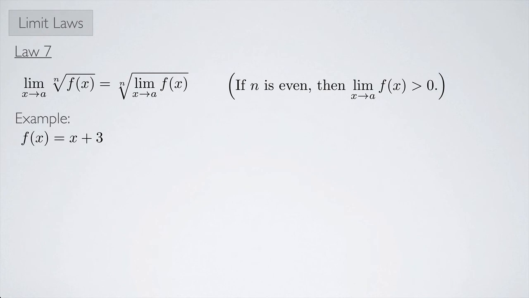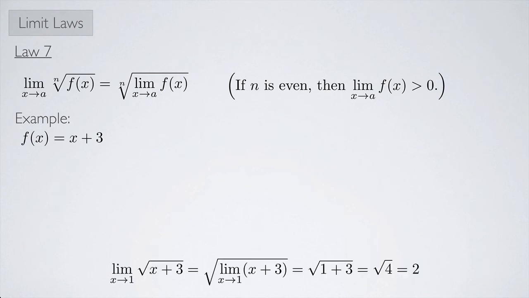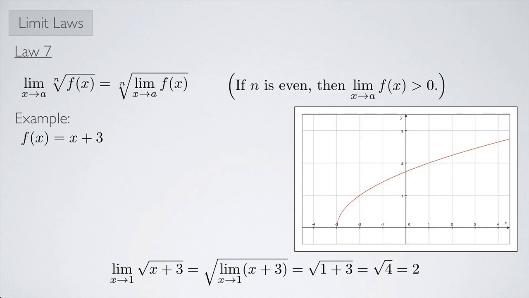As an example, choose f of x equaling x plus 3. And so a computation example here is the limit as x approaches 1 of the square root of x plus 3. That would equal the square root of the limit as x approaches 1 of x plus 3. And that's a limit that I can do using the earlier limit laws. So that would be the square root of 1 plus 3, which is the square root of 4, which is 2. Here's a graph of the square root of x plus 3. And we can see that as x approaches 1, so here's 1 on the x-axis, it looks like we do indeed approach 2 on the y-axis.